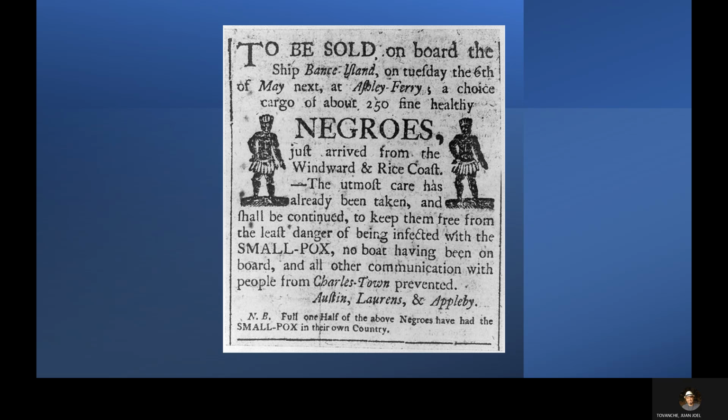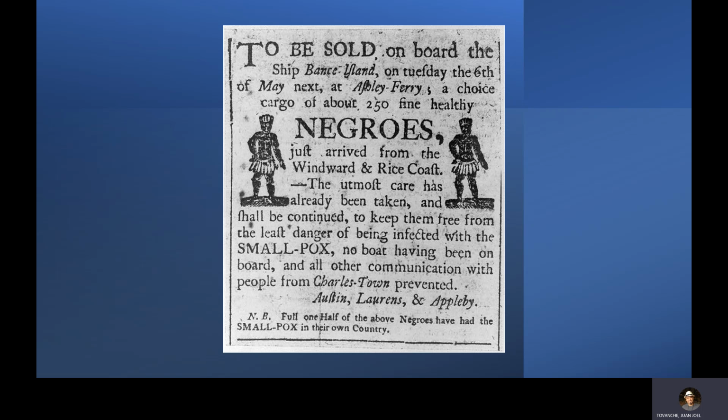So we don't really know how many slaves were on board this ship to begin with. We know apparently 250, which is a really odd number, right? Maybe all of them made it. I don't know, but that's a question.